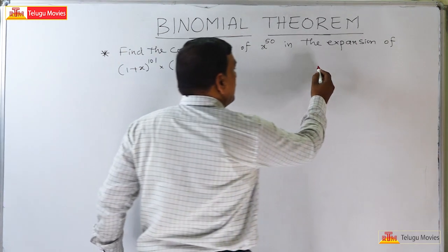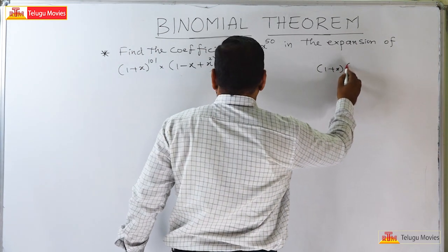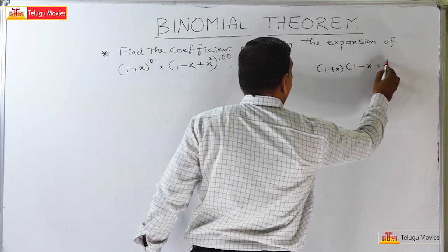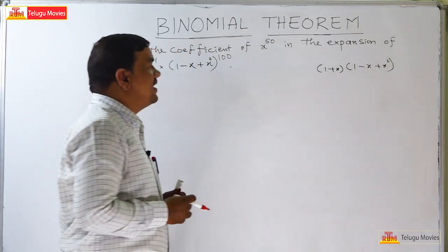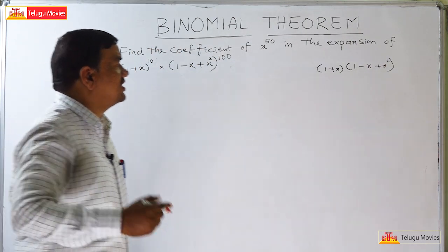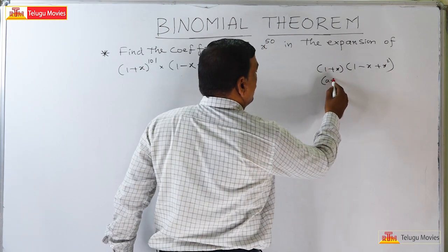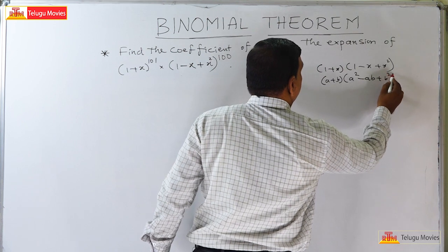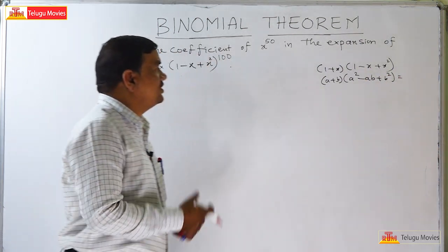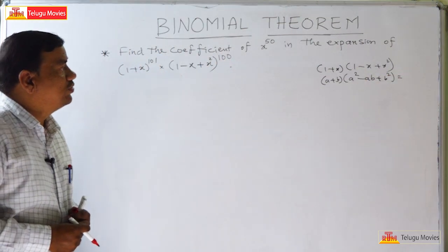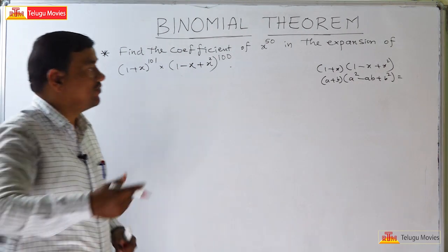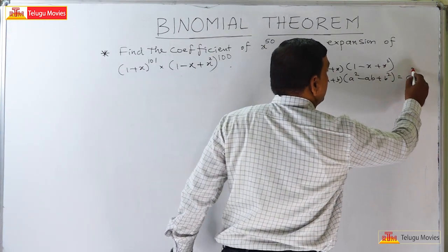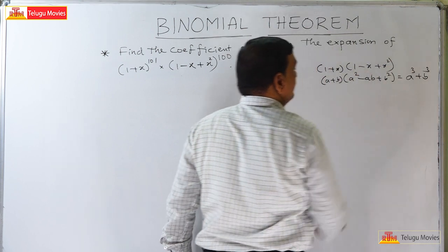So what is the multiplication of 1 plus x and 1 minus x plus x square? This can be reduced to the form of a plus b into a square minus ab plus b square. Is it in that form? Yes, this can be written as a cube plus b cube.